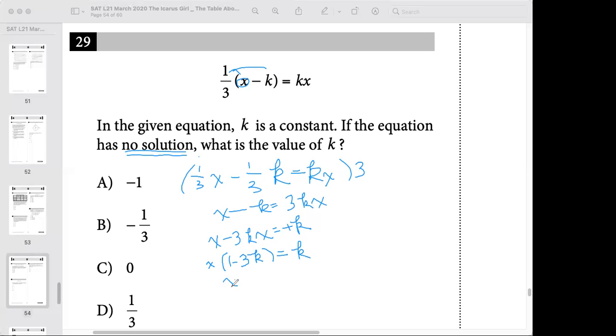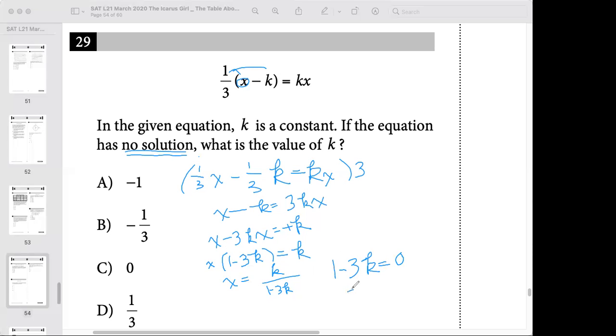So now x is totally isolated, and I can solve for x by dividing both sides by 1 minus 3k. So x would be undefined when this denominator equals 0. So all I have to do now is set 1 minus 3k to 0 and then solve for k.